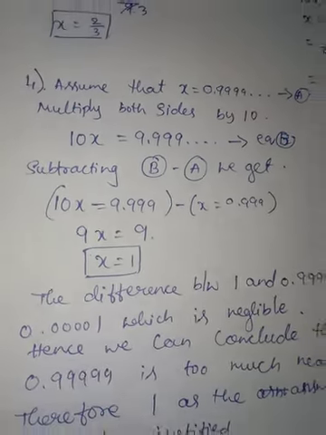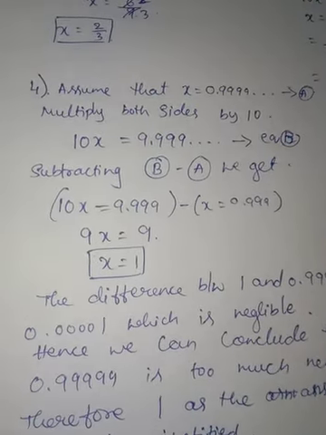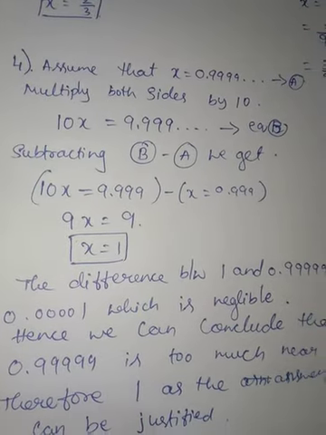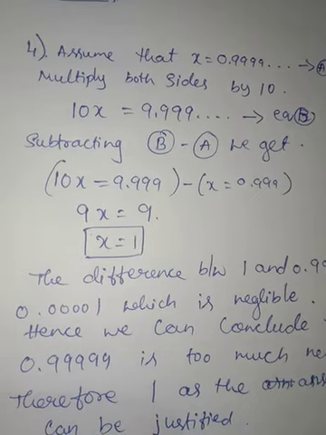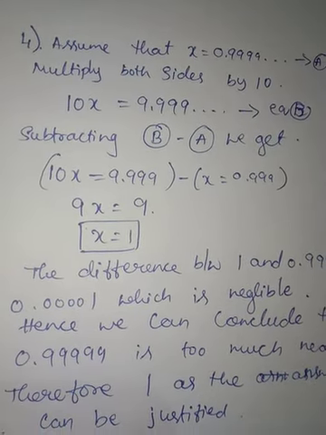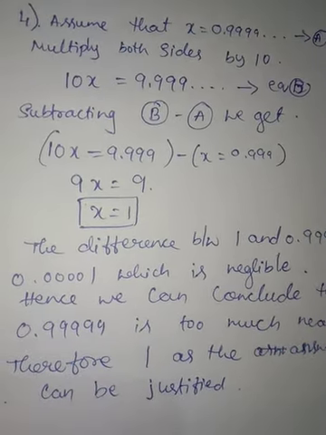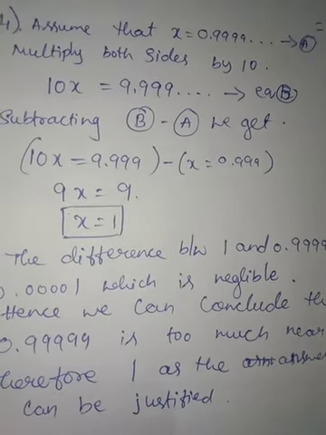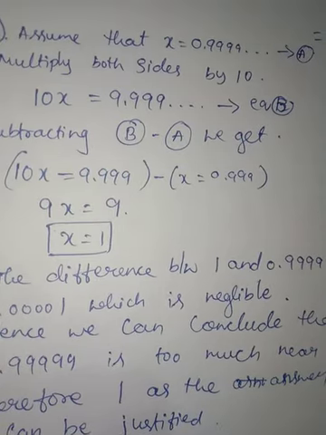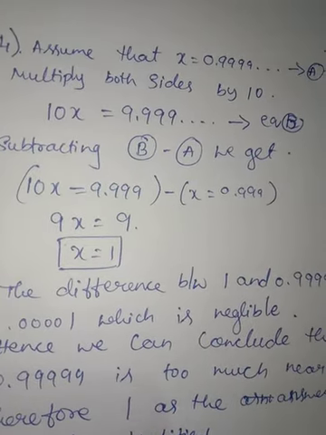That means if we compare 0.9999 and 1, the difference is 0.00001, which is negligible, and then we can conclude that 0.9999 is very near to 1. This one is the explanation. I will move to the fifth problem.